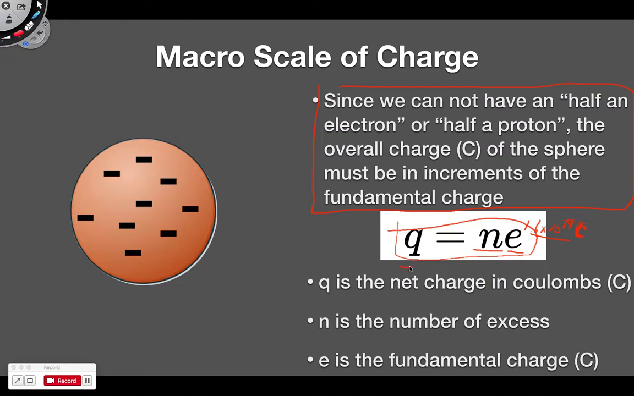Technically, if this is a negative value, you're finding the excess negative electrons. And if this is a positive value, you're finding excess positive protons here. But either way, this number should always be a positive number. It's just a number, the number of excess. There's no units or anything else like that for it.